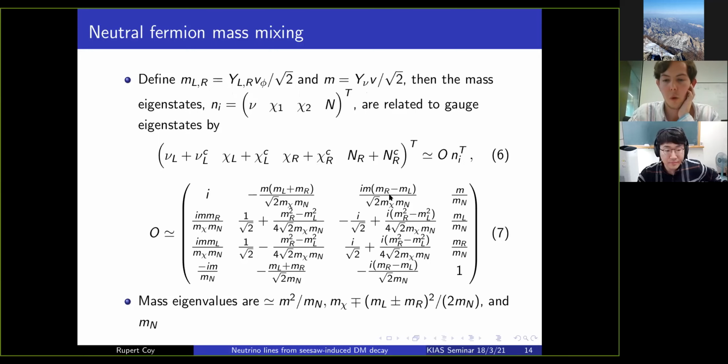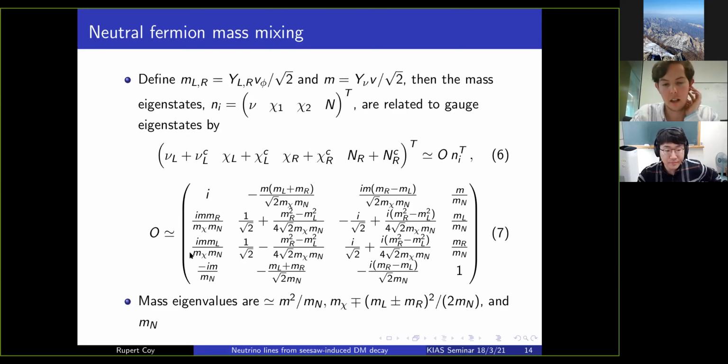And so when Y_L is equal to Y_R, so when M_L is equal to M_R, then you have lots of zeros here, which changes things a bit. And we'll see the consequences of that very soon. But it's kind of an interesting feature here in this mixing matrix.